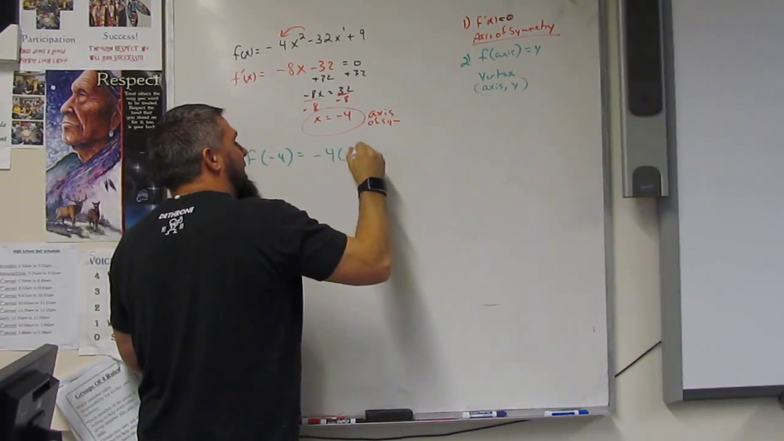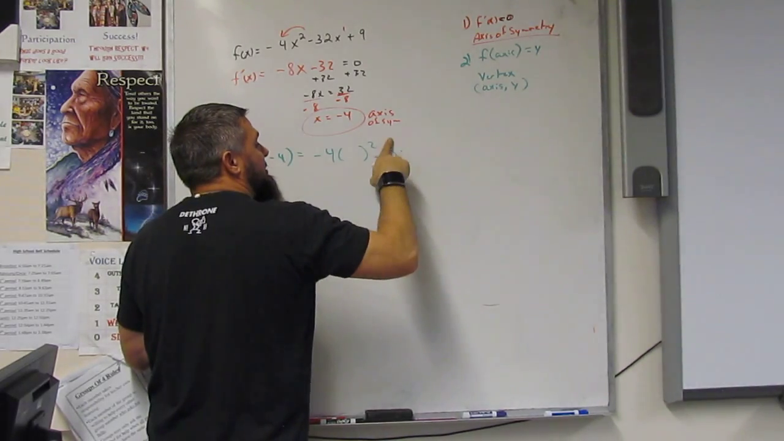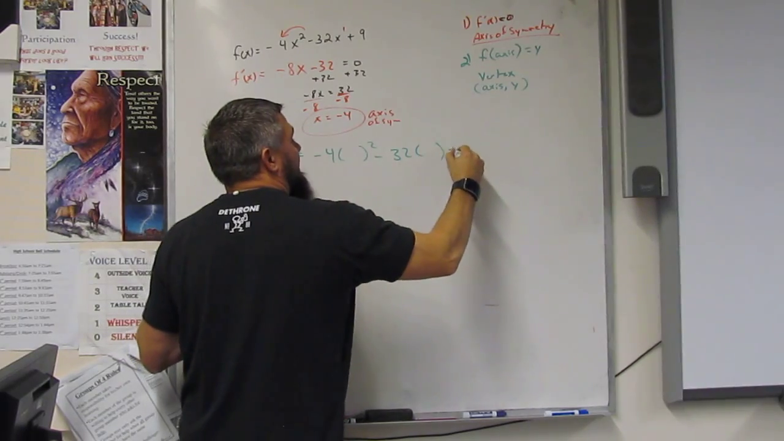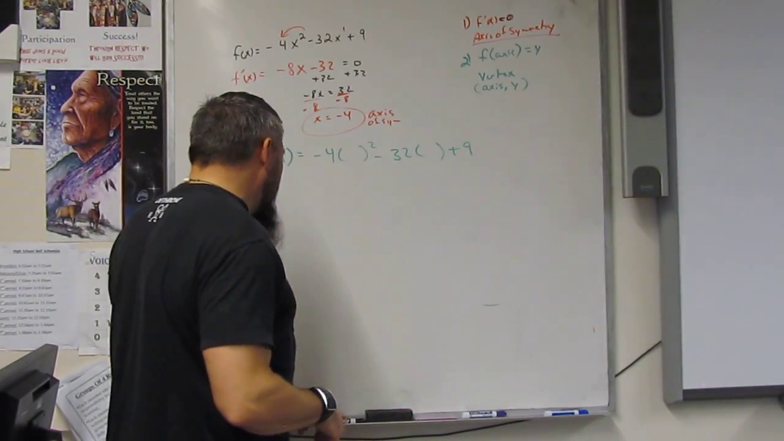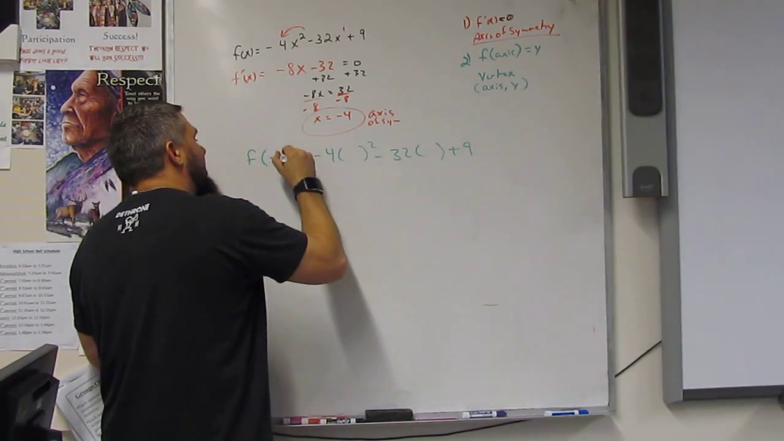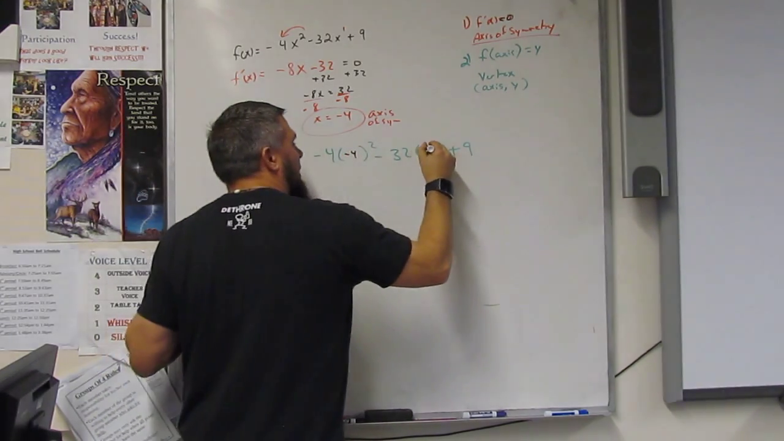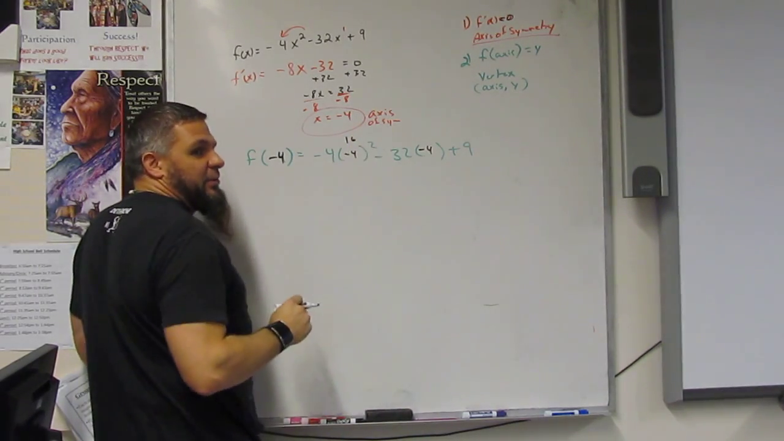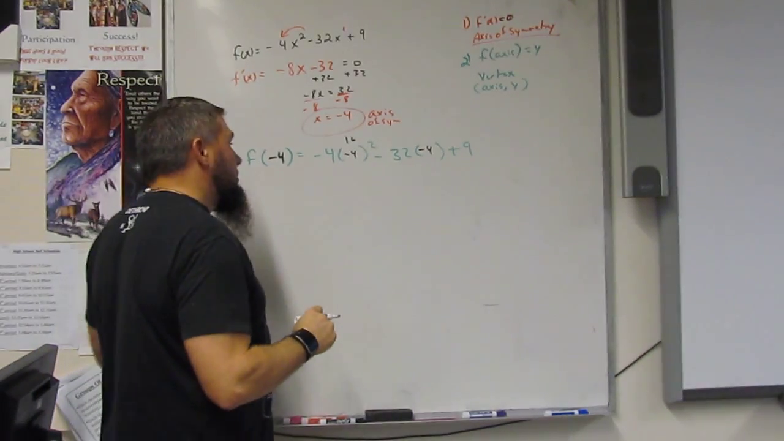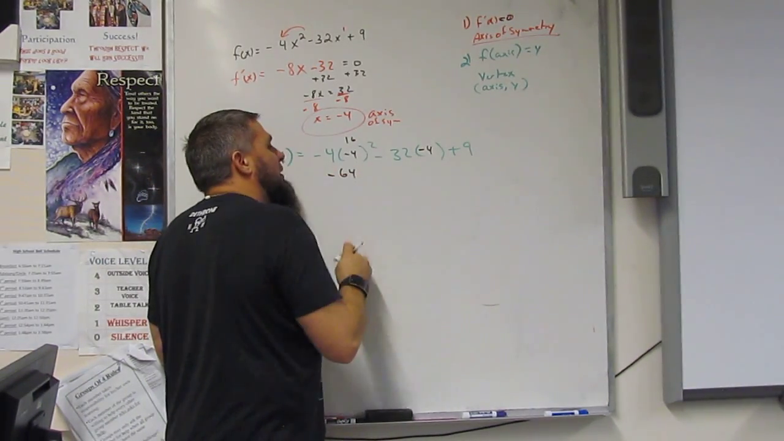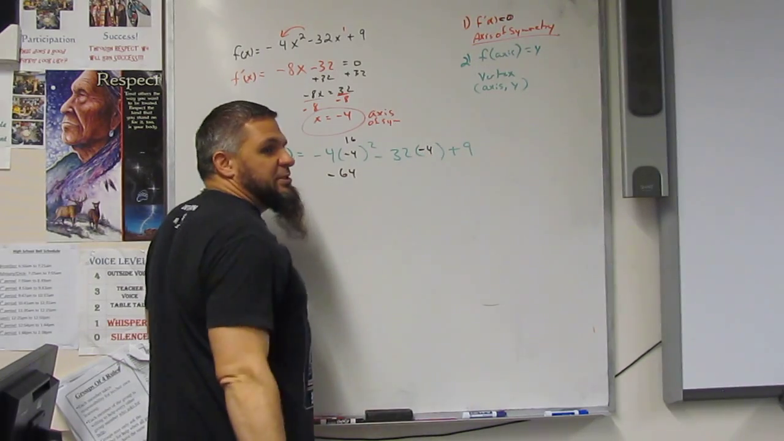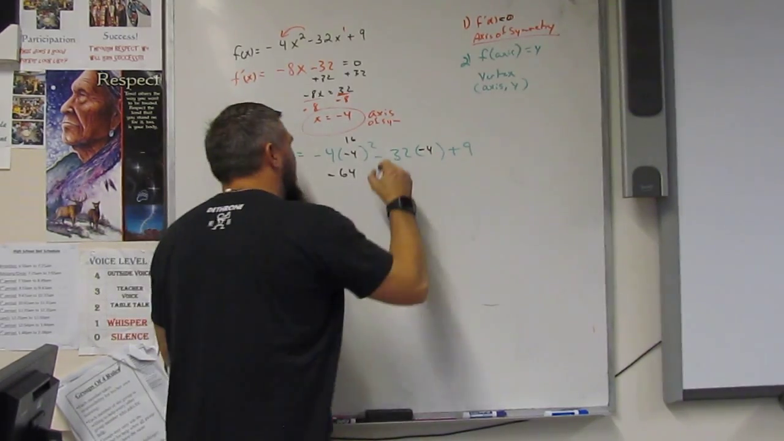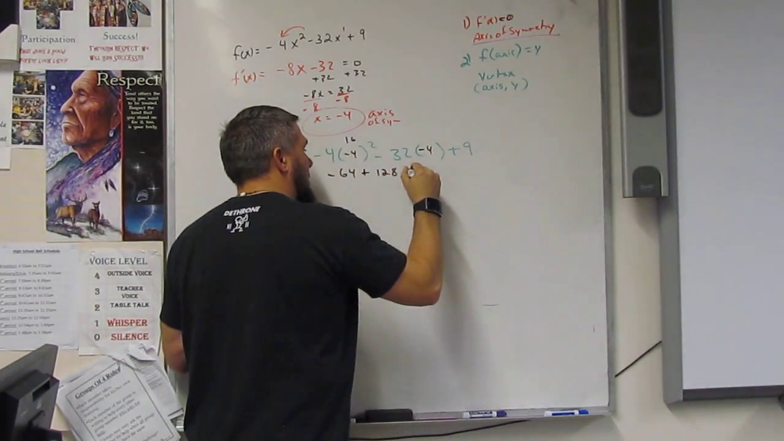Negative 4x squared minus 32x plus 9. Now I plug in my negative 4. Negative 4 squared is positive 16, times negative 4, which is how much? Negative 64. And I get negative 4 times negative 32, which is how much? Positive 128.